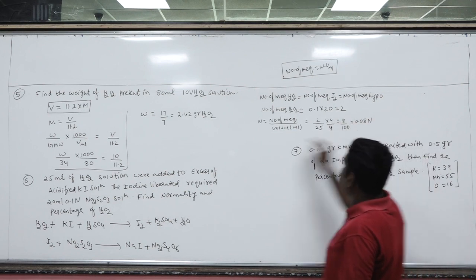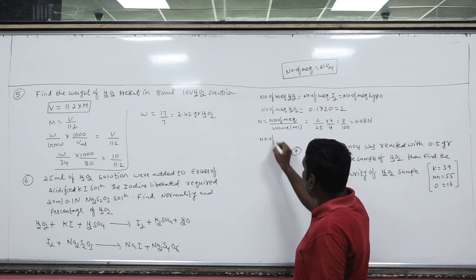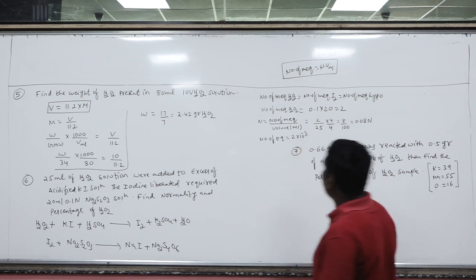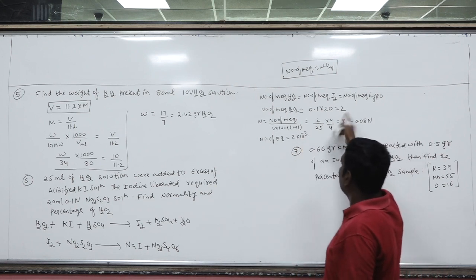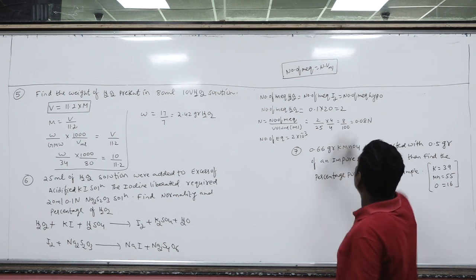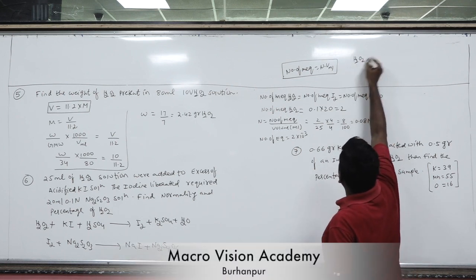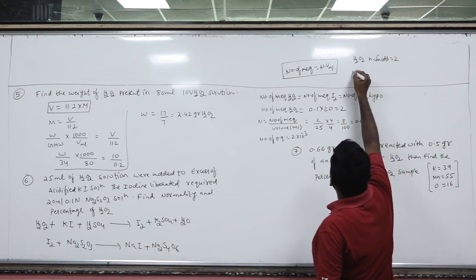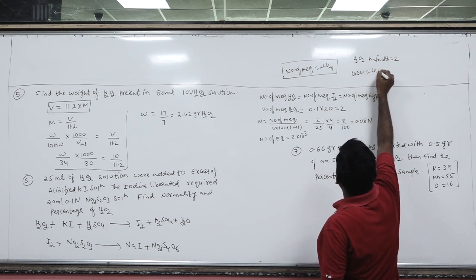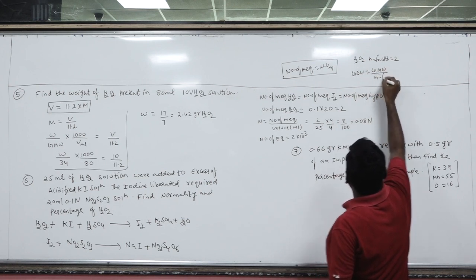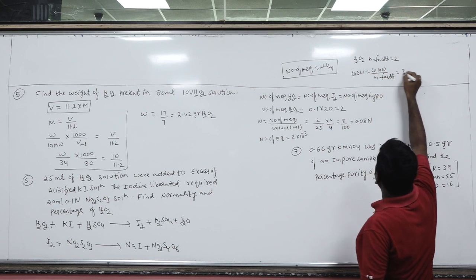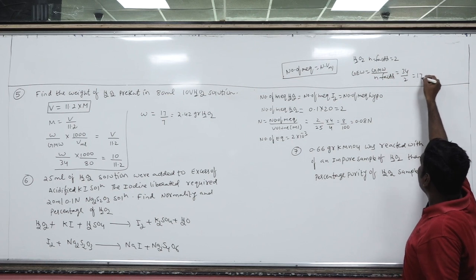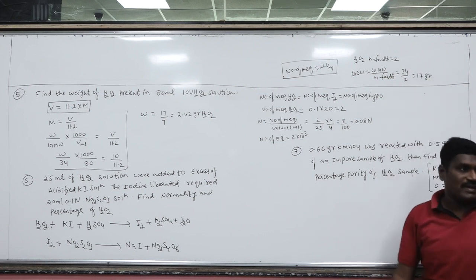2. From here, shall I write the number of equivalents? Number of equivalents is equal to 2 into 10 raised to minus 3, divided by 1000. Do you know what is the equivalent weight of H2O2? The n factor of H2O2 is 2. What is the gram equivalent weight? Gram molecular weight upon n factor. What is the molecular weight of H2O2? 34. Divided by n factor, which is 2. So 17. 17 grams of H2O2 is called 1 equivalent.